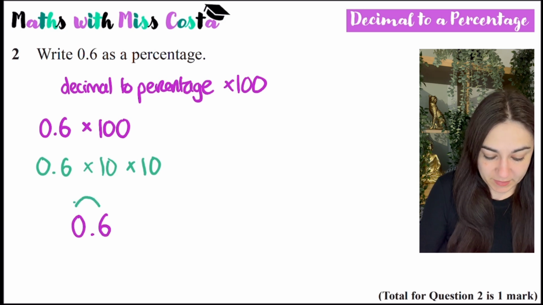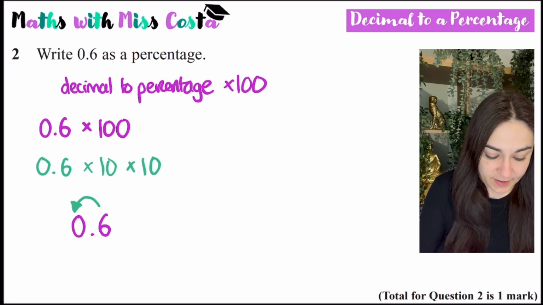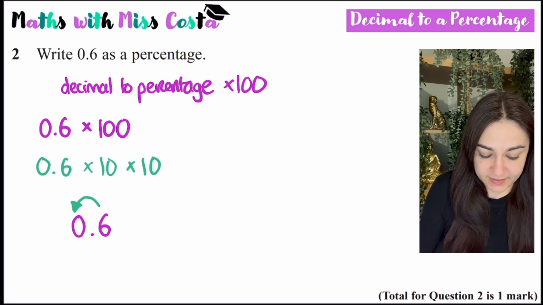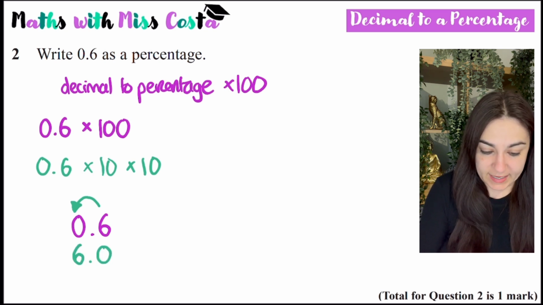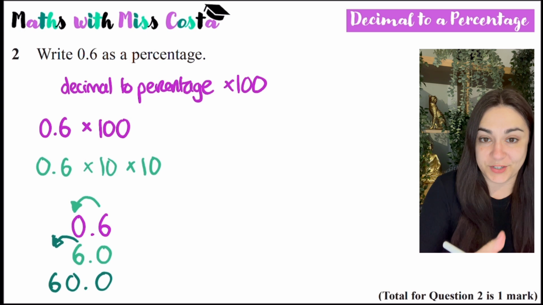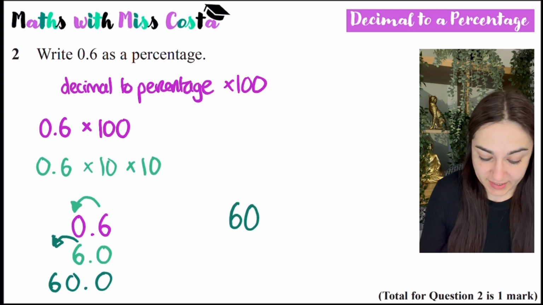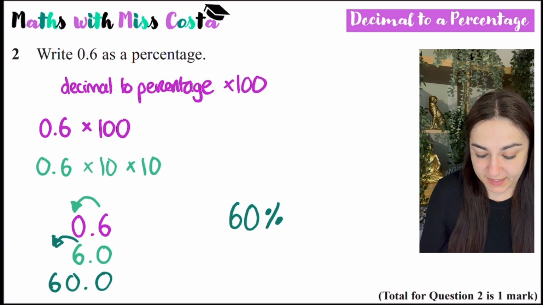To multiply something by 10, we move it one digit to the left. We're multiplying it by 10, so it's getting 10 times bigger. So 0.6 times by 10 would become 6.0. And if I then times that by 10 again, that would become 60. I'm moving it one digit to the left in terms of the place value columns. So 0.6 as a percentage would be 60%.